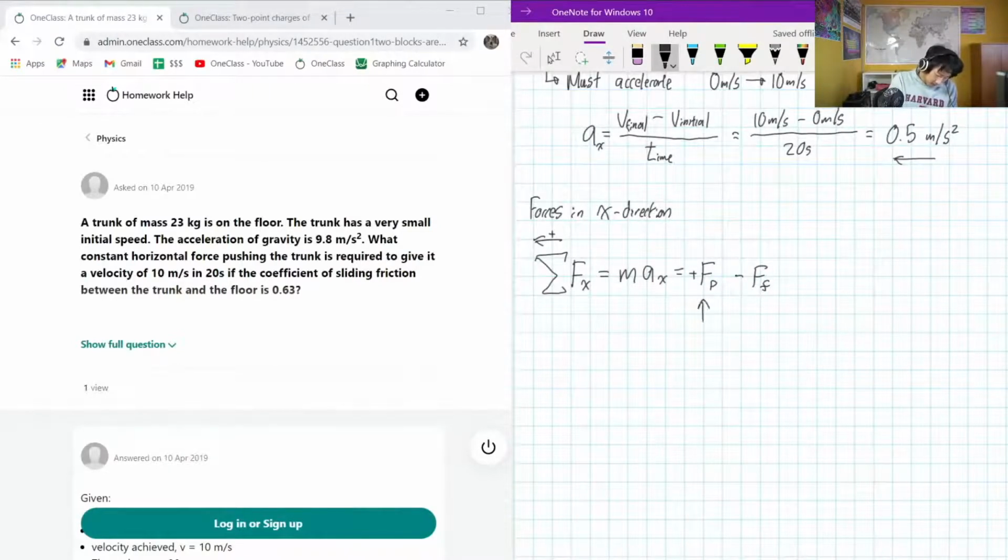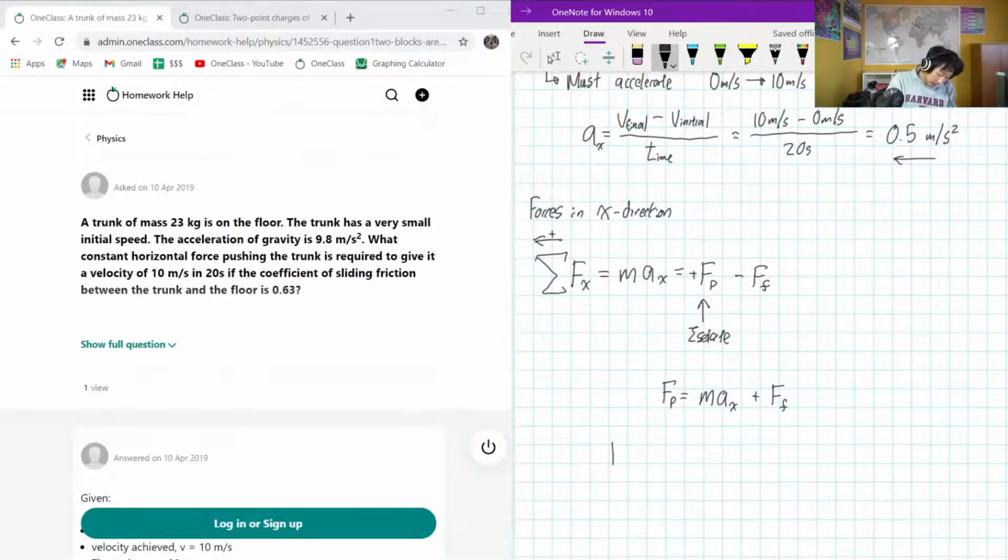So first I'll write it as minus Ff. And we want to isolate FP, right? FP is what we're trying to solve for. That is the main goal of the question. So to isolate this, we bring that Ff, the friction force, to the other side. So we'd have m a in the x direction plus the frictional force.